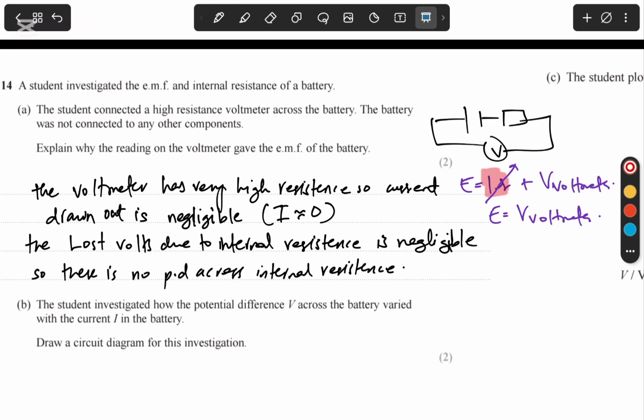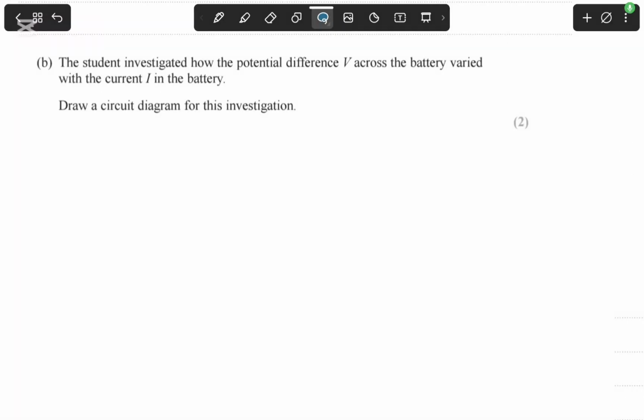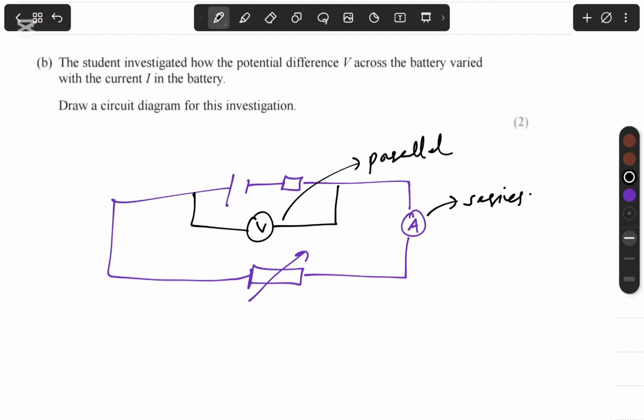Okay, so that's going to be the answer to part A. Let's move to part B. It says the student investigated how the potential difference V across the battery varied with current I in the battery. Draw a circuit diagram for this investigation. So the diagram is going to look something like this. We've got the battery, internal resistance, the voltmeter connected in parallel, and the ammeter connected in series. We've got the variable resistor here, so that we can change the resistance and vary the current and potential difference in the circuit.